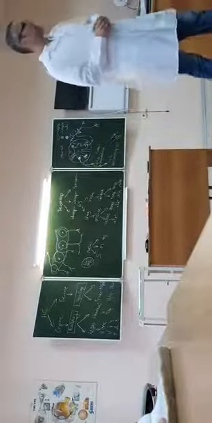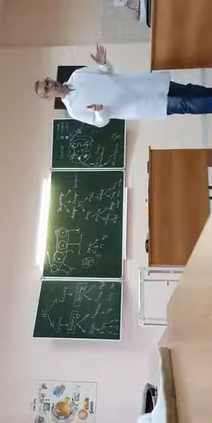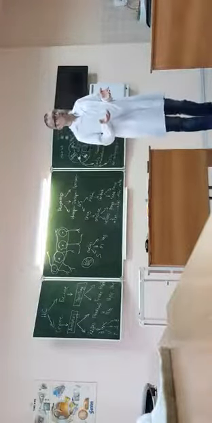Now, who can tell me the classification of the nervous system? How can I divide this system? Doctor, central nervous system and peripheral nervous system. If we divide the nervous system into two parts, central and peripheral, we must know the differences between them.